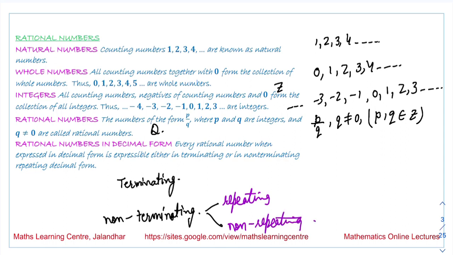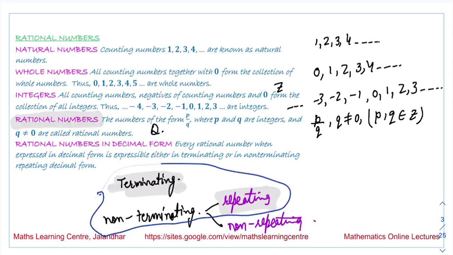So we have studied in our previous class that when we are talking about the rational numbers, their decimal representation is either terminating or non-terminating and repeating. So the numbers which are in these two categories, they form the rational numbers, and the numbers which have decimal representation that is non-terminating and non-repeating, they are the irrational numbers.